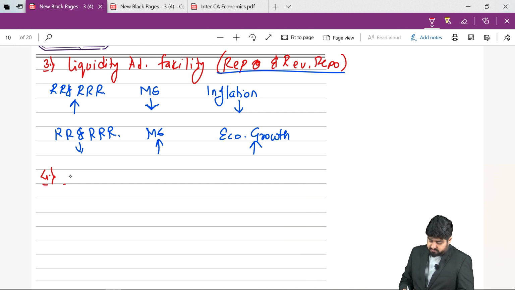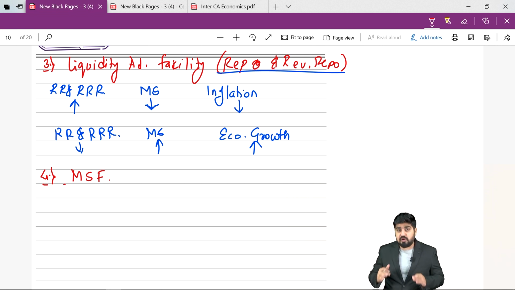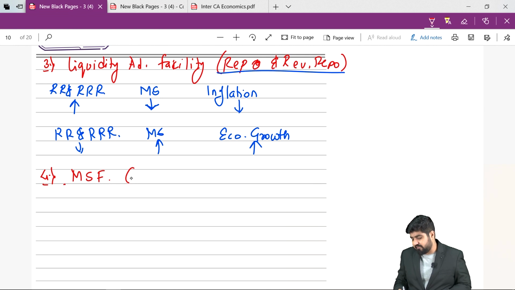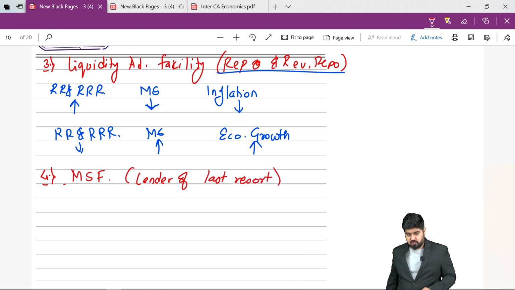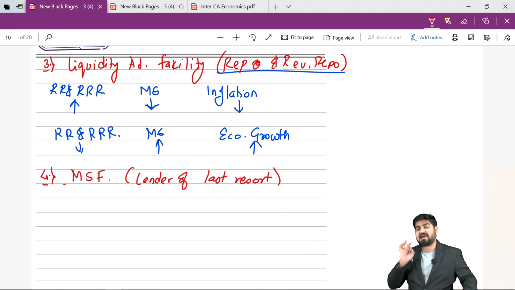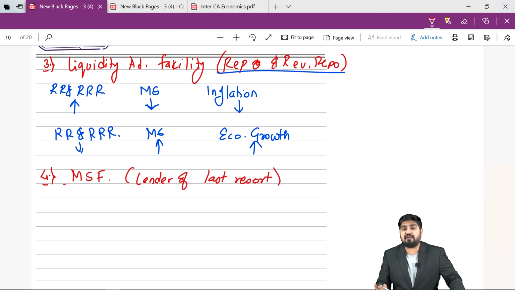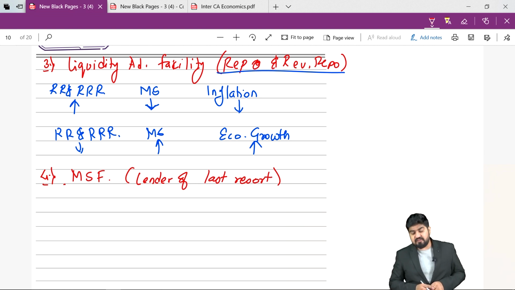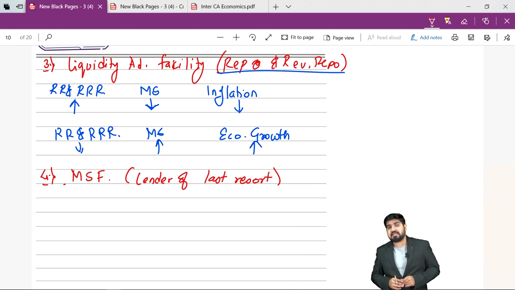Well, next one is marginal standing facility. What do you mean by marginal standing facility? Once your repo rate requirement is met, I mean when you have exhausted the limit of repo rate, still you need money, then this window gets activated, which is called lender of last resort. Under lender of last resort, this is the last chance for commercial banks to raise money. After this, RBI will not be in a position to help the commercial banks in any way.